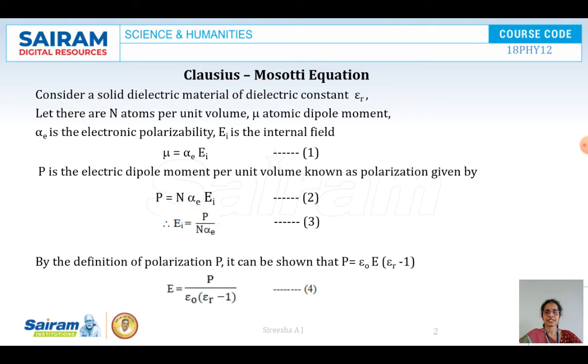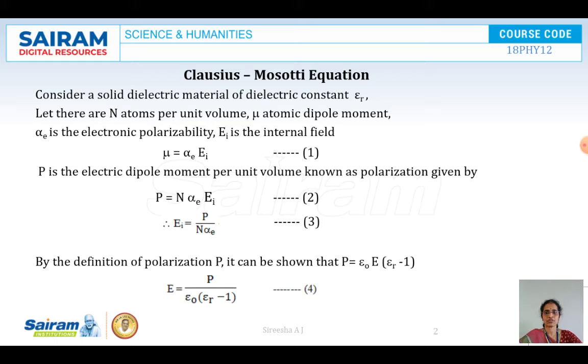If P is the electric dipole moment per unit volume, known as polarization, it is given by P is equal to n alpha E into Ei, and let us name it as equation 2. Now rearranging the Ei from equation 2, we get Ei is equal to P by n alpha E. Let us take this as equation 3.